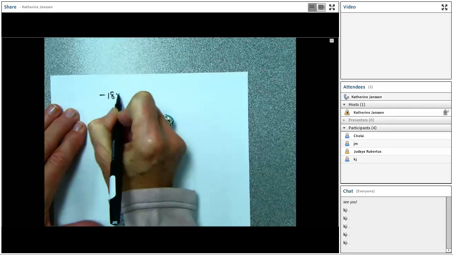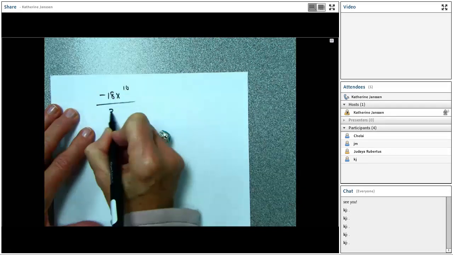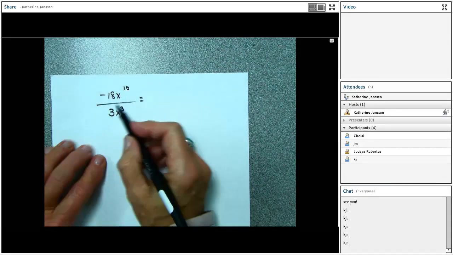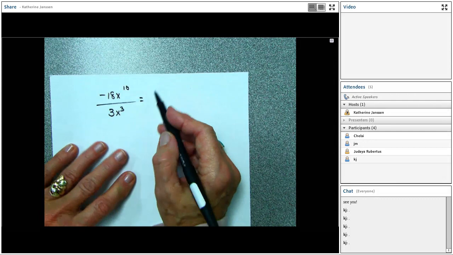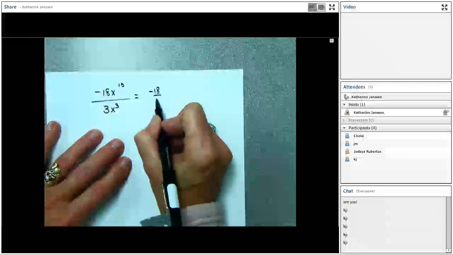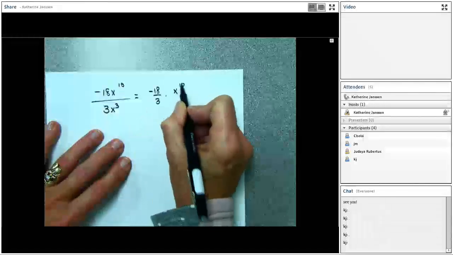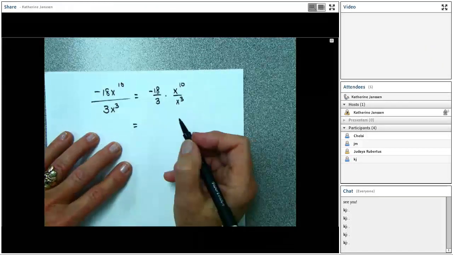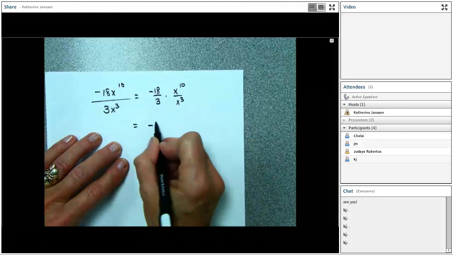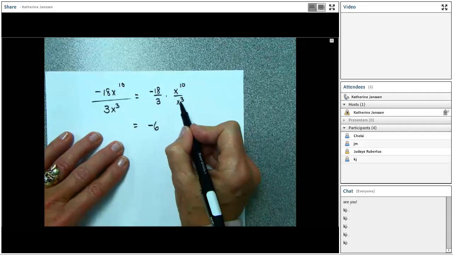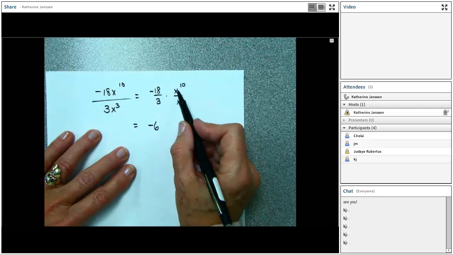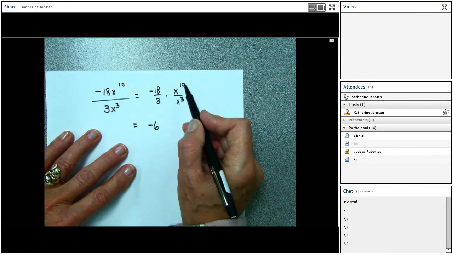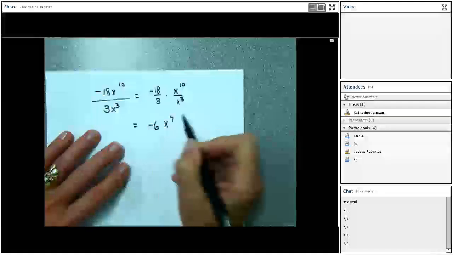Negative 18x to the 10th divided by 3x cubed. And again, let's just break apart. It's all multiplication. Negative 18 over 3 times x to the 10th over x cubed. 3 goes into negative 18 negative 6 times. And x cubed goes into x to the 10th. Like bases in the numerator and the denominator, subtract the denominator's exponent from the numerator's exponent. Get x to the 7th.